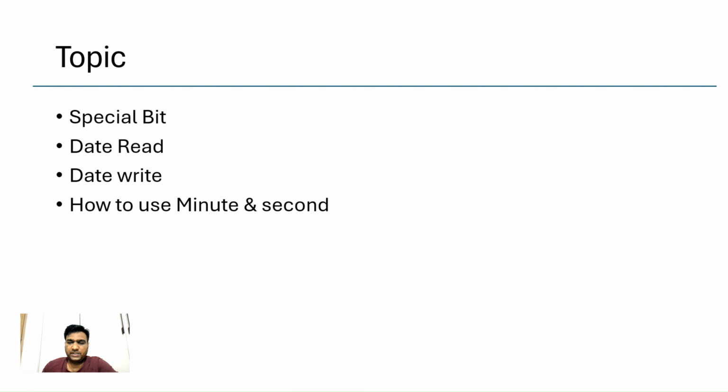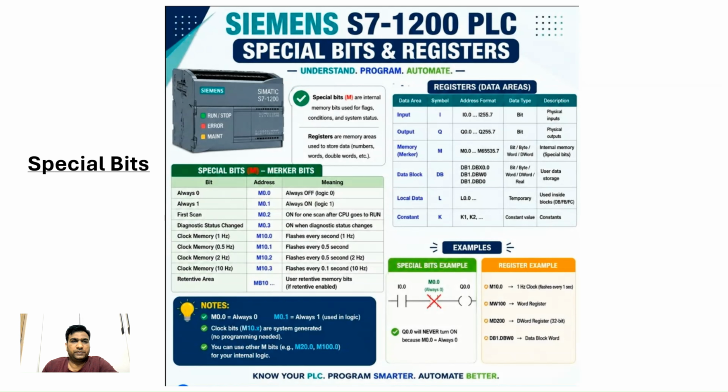I will cover these topics one by one. About the special bits, this is just the introduction. In the S7-1200 PLC, we need to define the bit. The special bit is always zero or always one, for example M0.0, so we need to define this bit. I will show you how we can define it. Always off means every time this bit will be off, never on. Always on means this bit is always on.